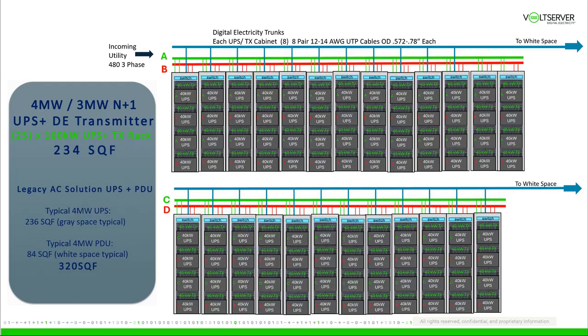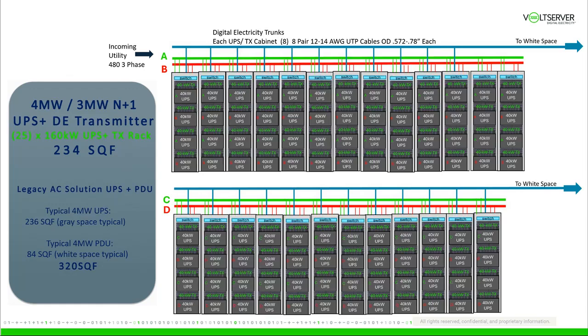Okay, pan back, and we'll take a look at the gray space in a 4 megawatt, 3 megawatt N+1 edge or enterprise data center. Now with digital electricity, we will accomplish this with 25 160 kilowatt UPS transmitter cabinets. Very, very modular. This requires a square footage footprint of 234 square feet for both the UPS and the transmitter.